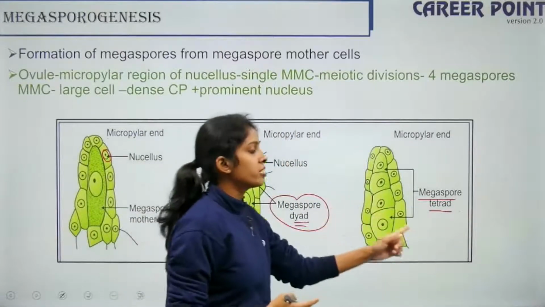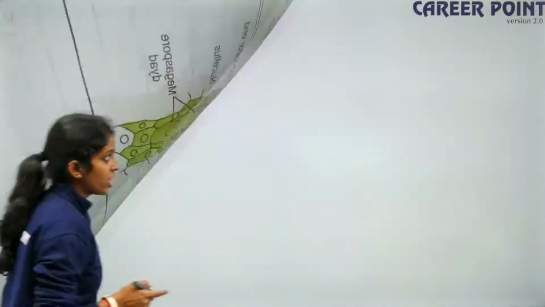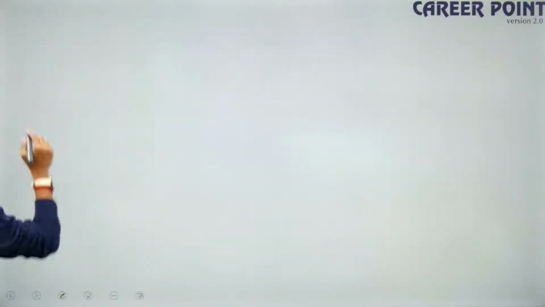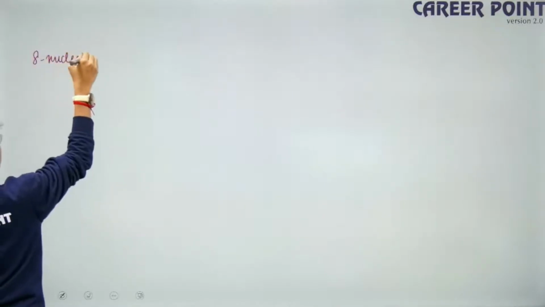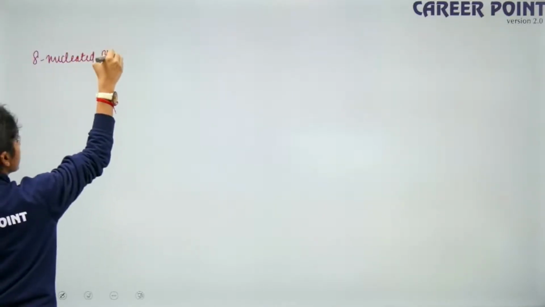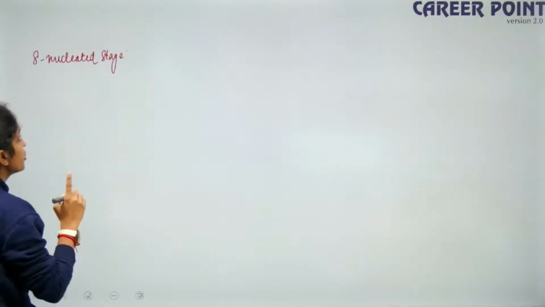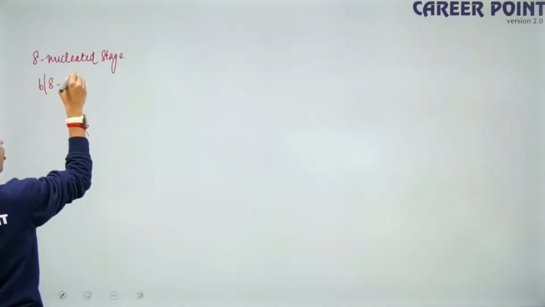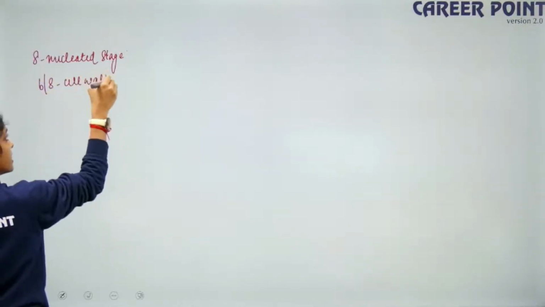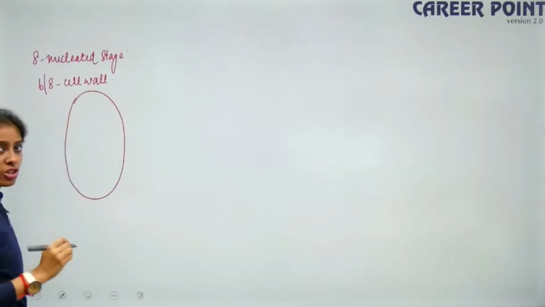Out of these megaspores, only 1 is functional. The other 3 degenerate. So it finally forms the 8 nucleated stage. Out of these 8 nuclei, 6 form a cell wall around themselves. Now assume this is roughly the structure that we are talking about.